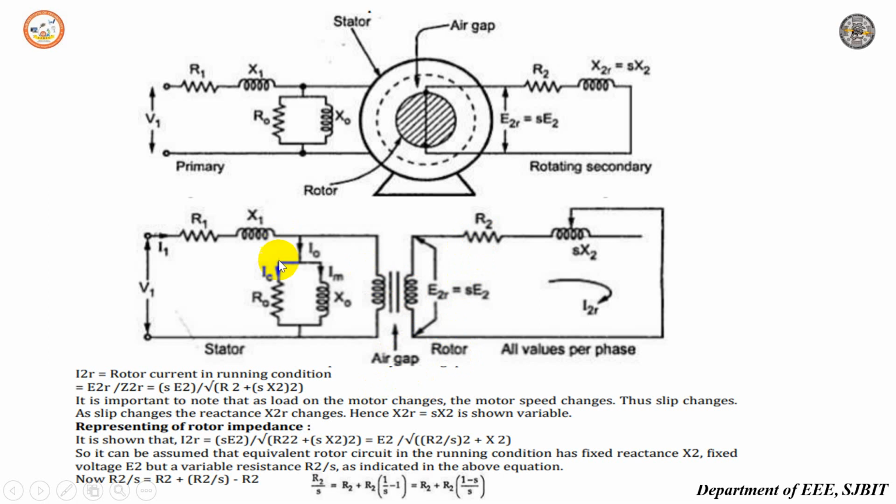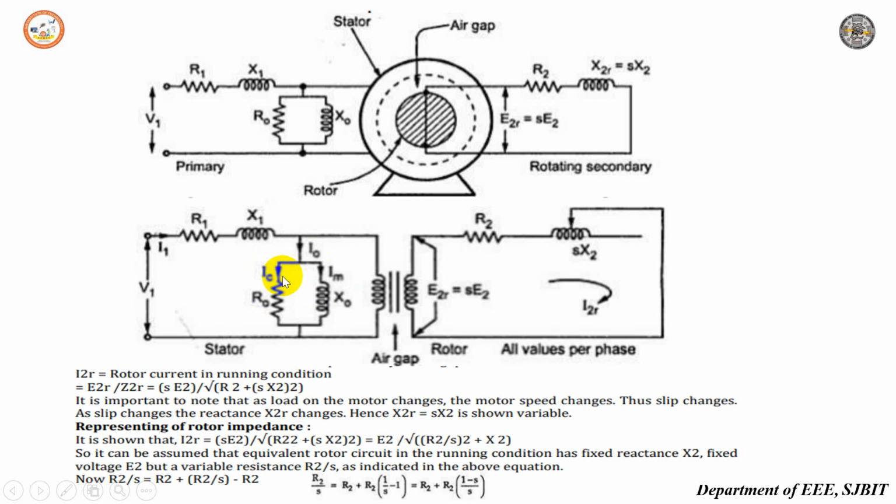So IC here becomes the active component, which supplies the no-load losses. IM is the magnetizing component, which sets up magnetic flux in the core and air gap. These two currents give us the elements of an exciting branch, where R0 and X0 are representing: R0 represents the no-load losses, and X0 represents the flux setup. The vector sum of IC plus IM gives the no-load current I0.